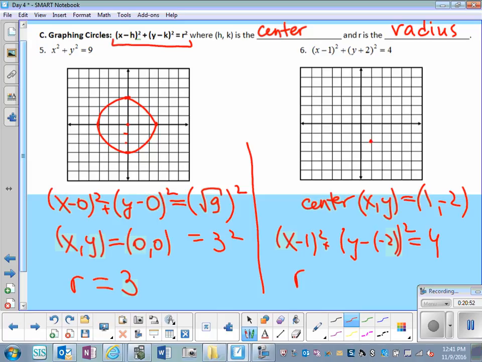And then what is the radius? R is 2, because we need to take the square root of 4, which is 2. 4 is 2 squared, so 2 is the radius. Okay, so from my center, I go 2 units to the left, 2 units to the right, 2 units down, 2 units up. On the left, I went too far. And now I can draw my circle.